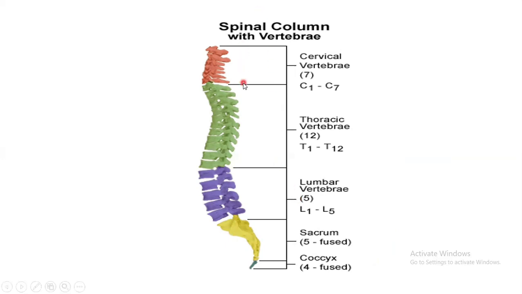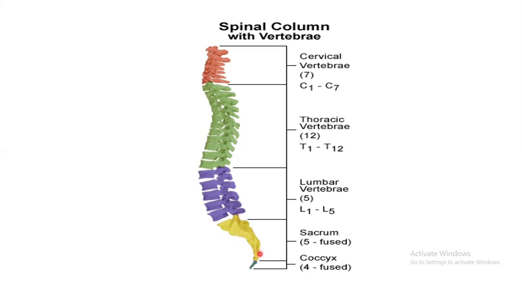From C1 to C7, it shows the cervical vertebrae, cervical nerves. So it gives motor and sensory control for the neck, shoulder, diaphragm, and arms. Then the thoracic one, the green color, denotes T1 to T12. It innervates the motor and sensory function for the chest and abdomen. This one is the lumbar part. From L1 to L5, spinal nerves supply the motor and sensory function for the lower back and the legs.